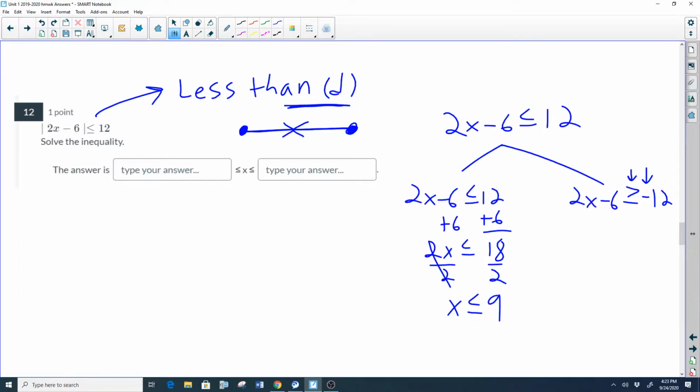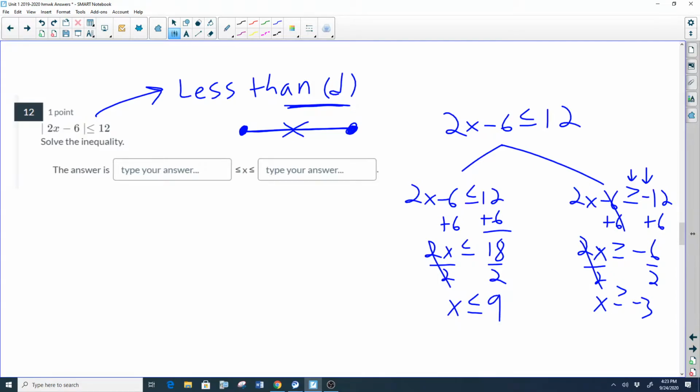And then over here, we're going to add 6. When we do that, we get 2x is greater than or equal to negative 6, right? And then divide by 2. So we get x is greater than or equal to negative 3. So those are potentially our answers: x is less than or equal to 9, and x is greater than or equal to negative 3. And let's see here.